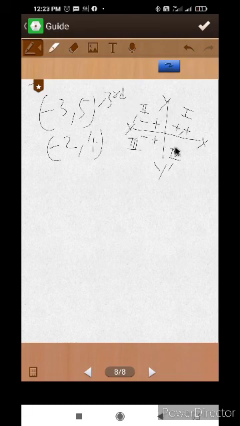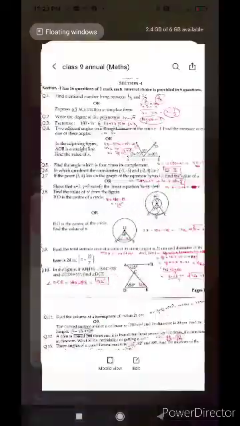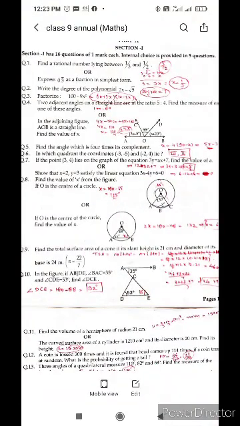Here the values of x will be positive and y will be negative, the fourth quadrant. So -3, 5 and -2, 4 are the points given, and both have negative x and positive y, so they lie in the same quadrant, -3, 5 and -2, 4.